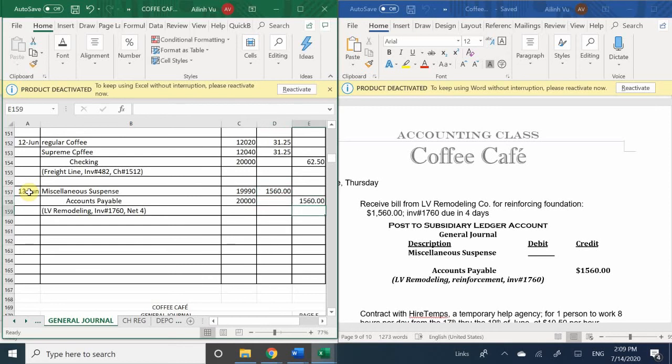Okay. So let's go ahead and complete this transaction. Oh, wait, hold on. I wrote LV Remodeling reinforcement invoice 1760. So I'm going to go ahead and write that in there as well. Okay.